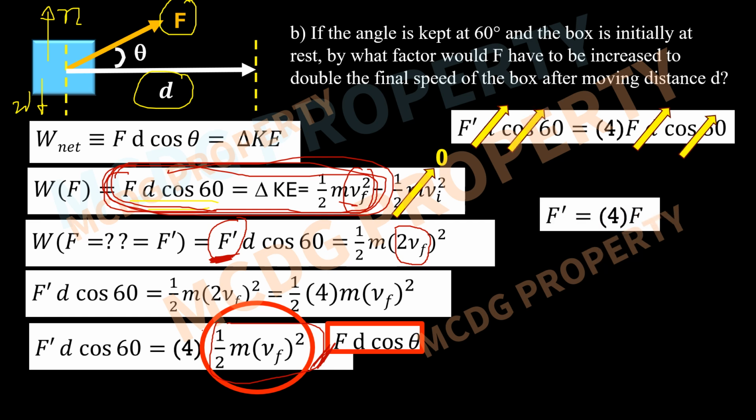Hence, the new force F prime should be 4 times the original force so that the final speed of the box will double. So again, to rephrase, to double the final speed with everything else the same, you should apply a force that is 4 times the original force F.